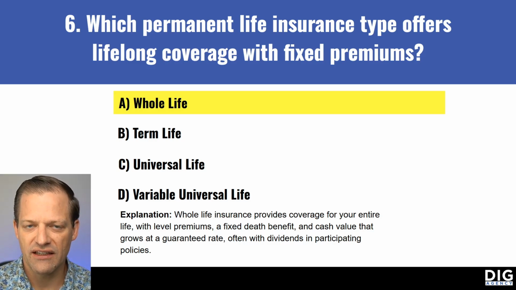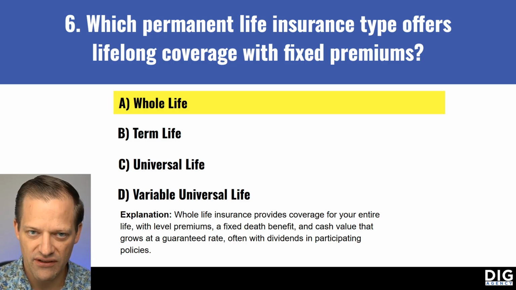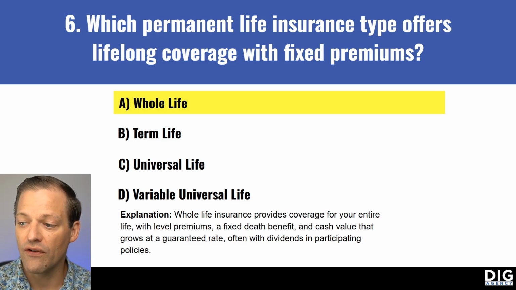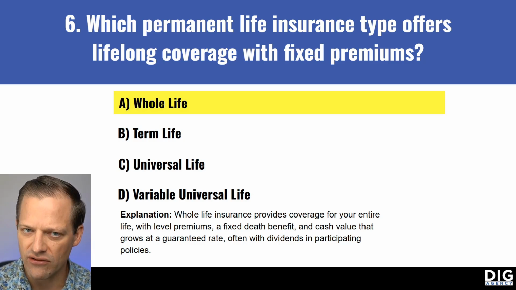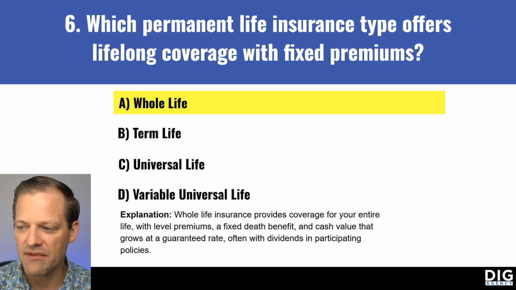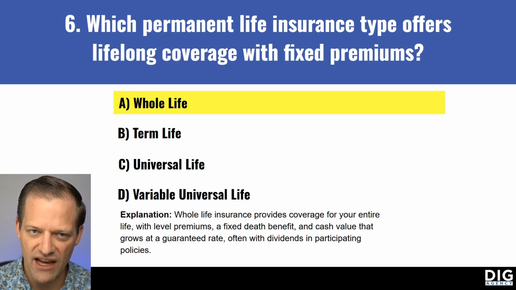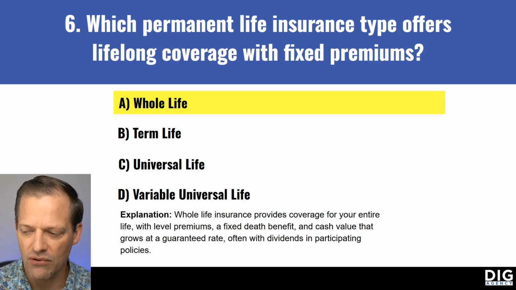So again, the key thing here in the question is lifelong coverage. Whole life is lifelong coverage by default. Remember, term lasts for a term. It terminates at some point in the future. And universal can be designed that way, but it's also flexible in how it's designed. So it can act like a term insurance policy or act like a whole life. So it's not guaranteed like whole life is.